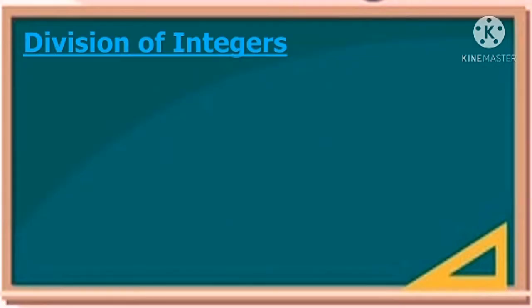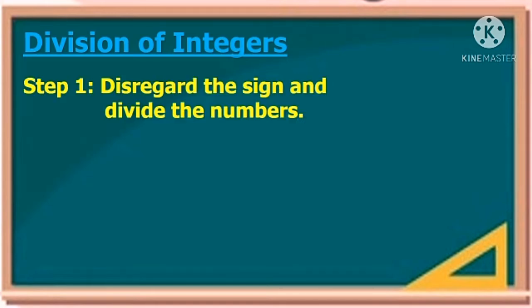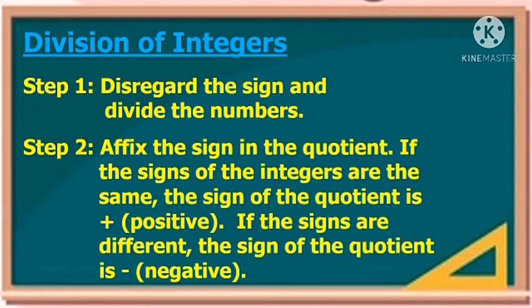Now, let us study the last one, the division of integers. There are also two steps in dividing integers. Step 1. Disregard the sign and divide the numbers. Step 2. Affix the sign in the quotient. If the signs of the integers are the same, the sign of the quotient is positive. If the signs are different, the sign of the quotient is negative.